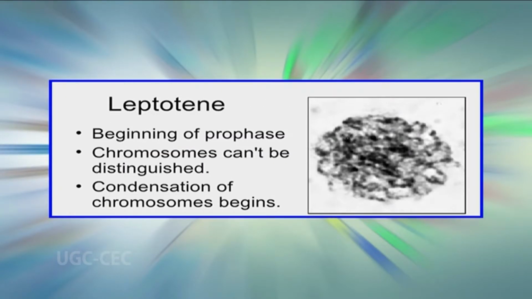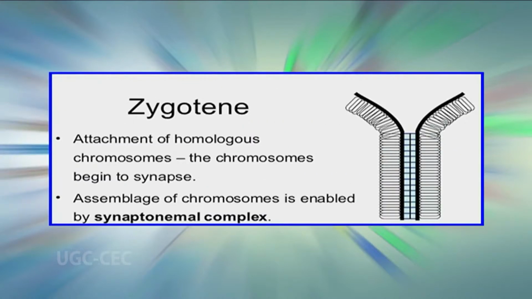In leptonema, that is early prophase, the leptotene stage, the extended chromosomes begin to condense and become visible as long, thin threads. Once a cell enters leptonema, it is committed to the meiotic process. In zygonema, early to middle prophase I, that is the zygotene stage, the chromosomes continue to condense. The homologous pairs of chromosomes actively find each other and align roughly along their lengths.